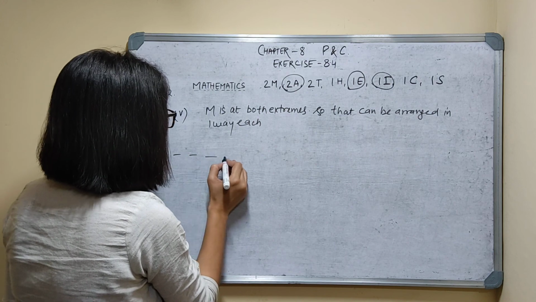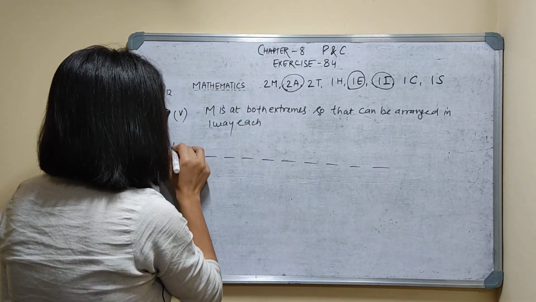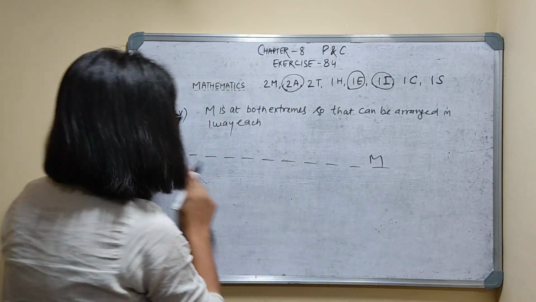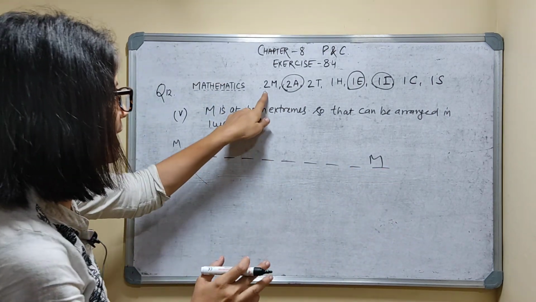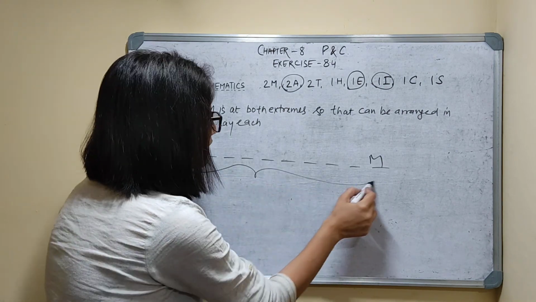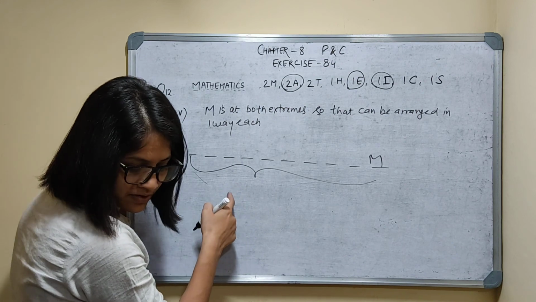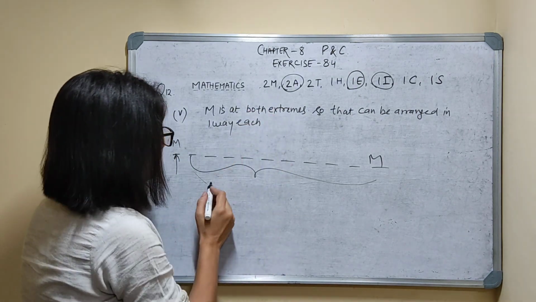You see 1 2 3 4 5 6 7 8 9 10 11. This M is fixed. Here also 1 is fixed. One way it is fixed, that it will be M. 2 M's are there, so 1 M is fixed. Now remaining how many places are there? 9 places. So these 9 letters can be arranged in how many ways?